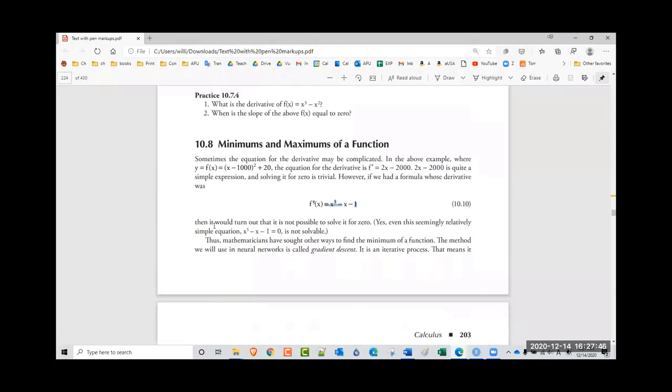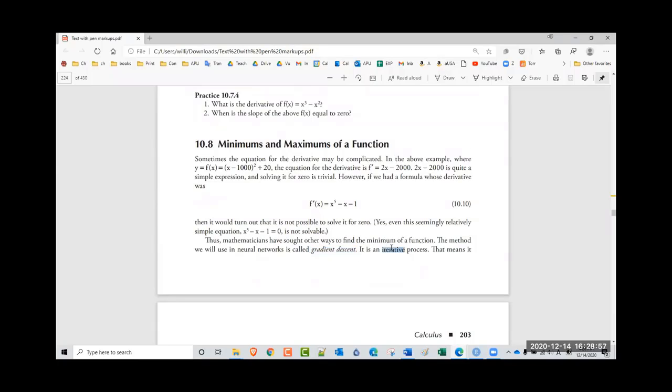Okay, so we want a different method for finding maximums and minimums. And this is critical. This is absolutely the most important part of neural networks. So let's say we have this function as the derivative, and we can't set it equal to 0. So we can't find the lowest point or the highest point. So we want another technique. Instead of setting the derivative equal to 0, we have another technique called gradient descent. The method we will use in neural networks is called gradient descent.